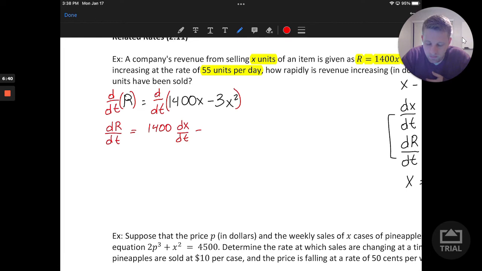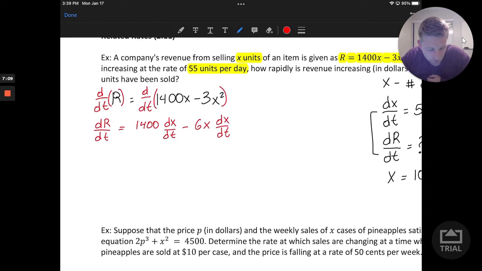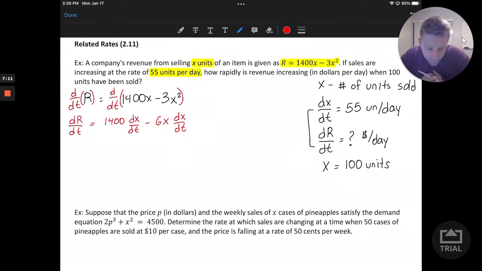minus 3x squared becomes 6x. And again, since we're not taking the derivative with respect to x, we have to add that chain rule piece for that implicit derivative, and that becomes dx/dt attached to that. So it looks like we have the dr/dt already isolated on the left side once we have that derivative taken. And let's take a look at the components that we organized here on the right.